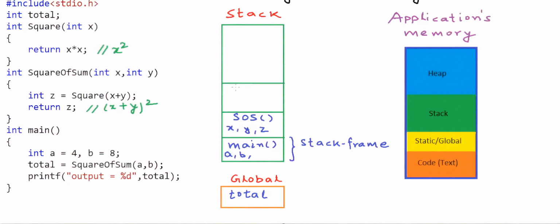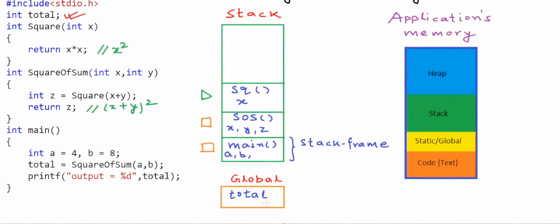Now square of sum calls square. Let's again put a shortcut here for square. So another stack frame for square, and it will have its own local variables. At any time during the execution of the program, the function at the top of the stack is executing and the rest are paused, waiting for the function above to return something, and then they will resume execution. I have drawn these play and pause buttons here in case you do not understand. Okay, so this total is a global variable.